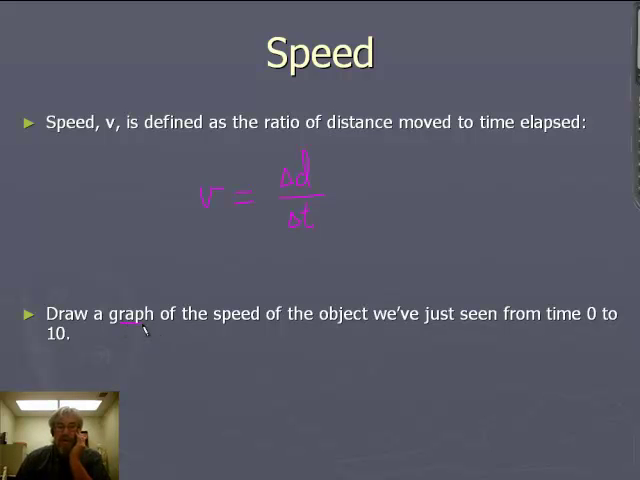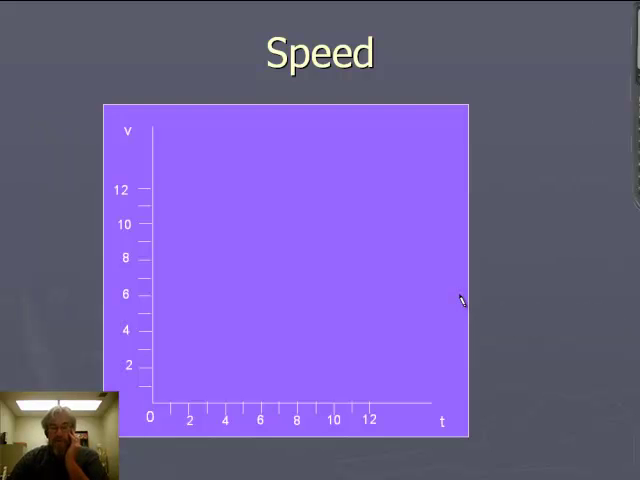Try this. Draw a graph of the speed of the object versus time from time 0 to time 10. Here's a blank graph. This could form the substrate of what you're doing. On a graph that looks like this, remember this is time now versus velocity or speed. I want you to try a graph here. Stop the video and do your best, sketch this out.